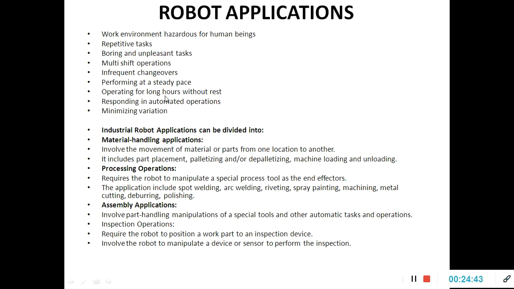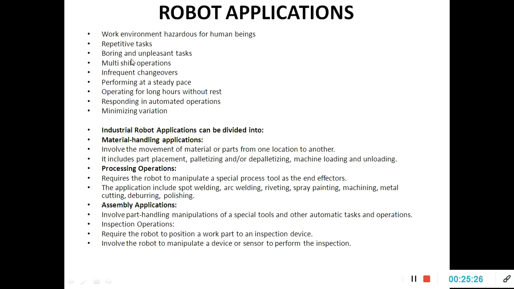Now coming to robot applications. A robot can perform in various areas, like human hazardous environments, boring tasks like repetitive tasks, unpleasant tasks, multi-shift operations. The robot can work 24 by 7, with frequent changeover. If there are any changes in the application or work, it can be done with the help of a robot. Steady pace: compared to human beings, robots perform at a steady pace. Operating for long hours without rest, a robot doesn't require any rest. Responding in automated operations, minimizing variations.